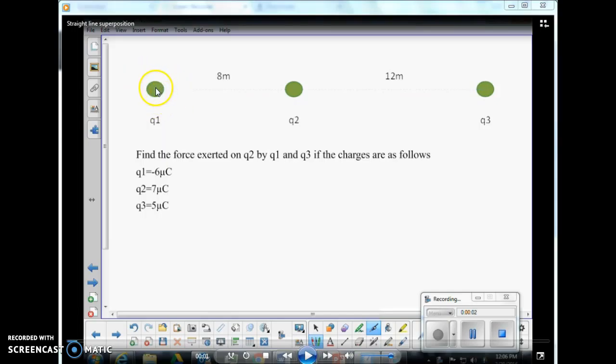Because charge number 1 is negative and charge number 2 is positive, they are going to be exerting an attractive force. So charge number 2 is actually going to be pulled toward charge number 1. In this particular problem, we're wanting to know the force that's exerted on Q2 by charge number 1. The force between particle 1 and particle 2 is going to be pointing towards charge number 1. It's an attractive force. Now, the force between charge number 2 and charge number 3 is a repulsive force. So charge 3 is actually pushing charge number 2 away.